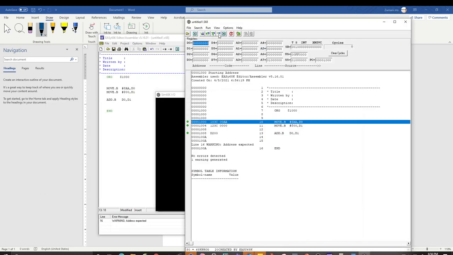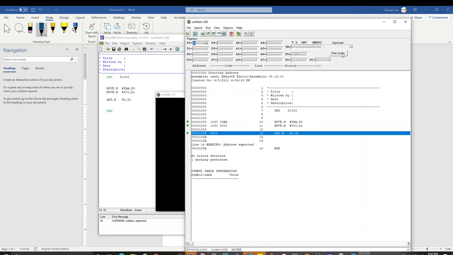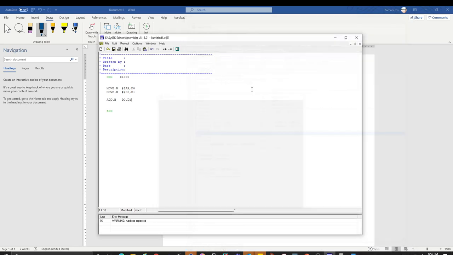So again, we are doing it one by one. Let's look at the results here for C carry. Is there any borrow happening? D0, D1 minus D0, D1 minus D0. Oh, this is add, sorry, I have not yet subtracted it. So sub.byte. Let's run it.